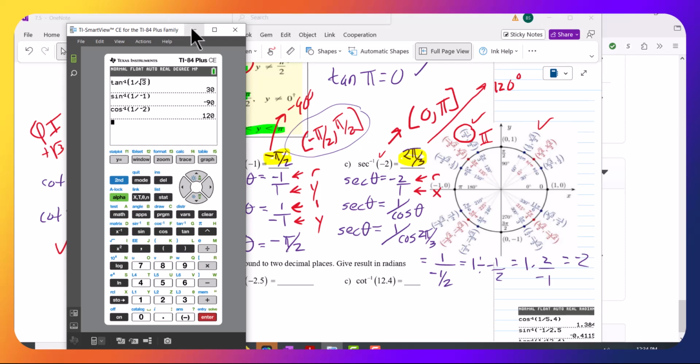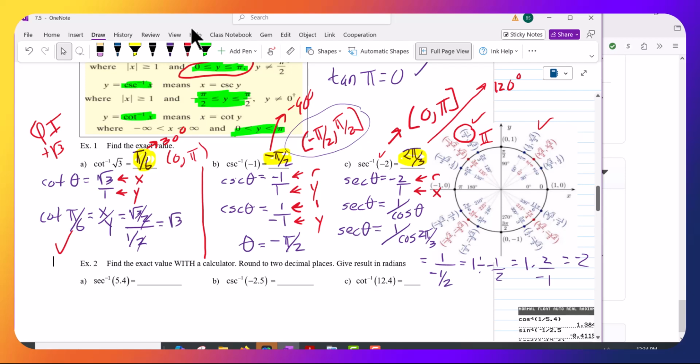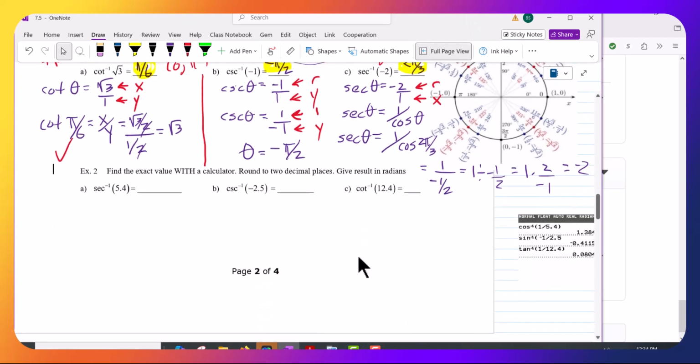So it's easy to check on your calculator, and that's an important thing to do when you're doing homework and so forth. Okay, next thing we want to look at is just how you do some stuff on a calculator.